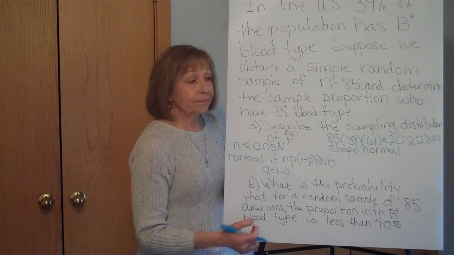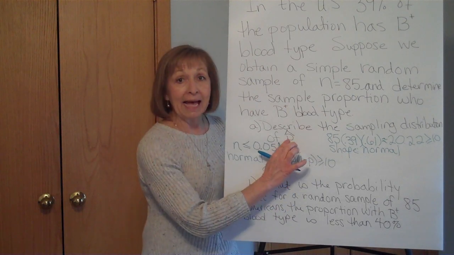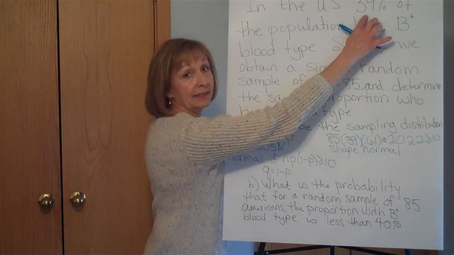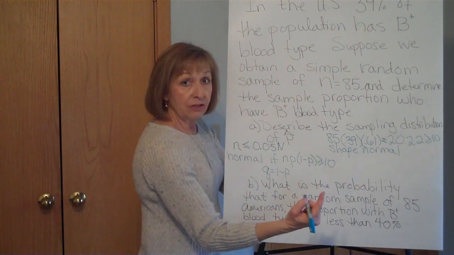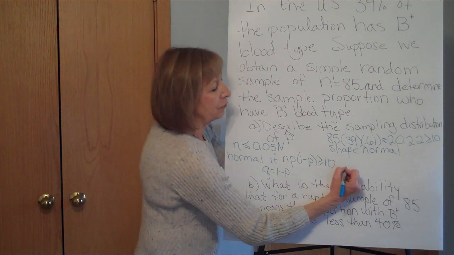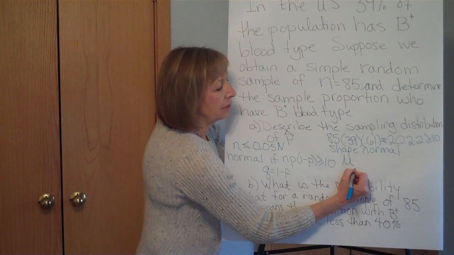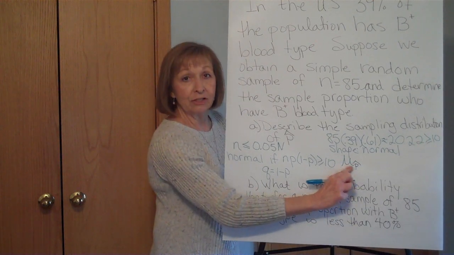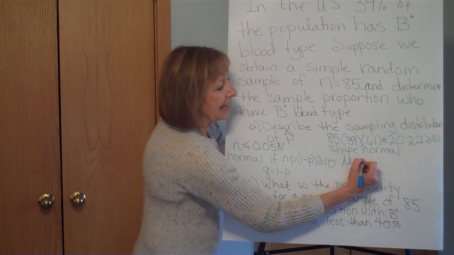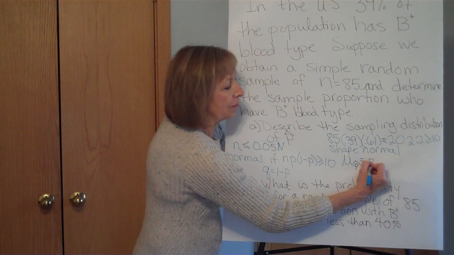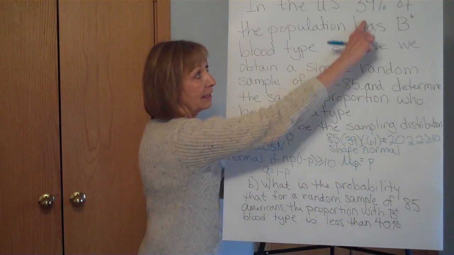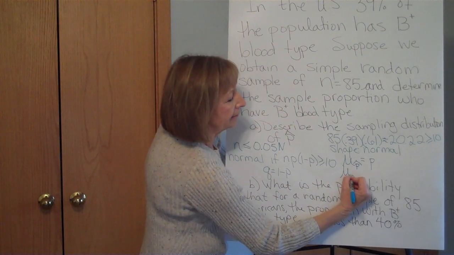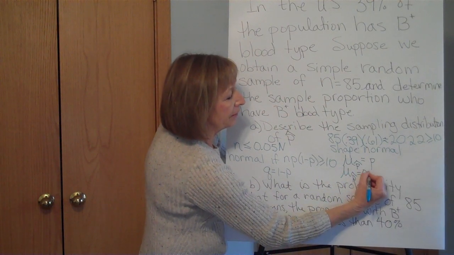What about the center? Well, the center of the p-hat distribution is going to be the same value as the population proportion. So center is the mean for this situation. So we're going to do mu, and we're going to subscript it with p-hat to say it's the center of the p-hat distribution. And that's the same thing as your population proportion p. In this problem, that's 0.39. So mu sub p-hat is 0.39.